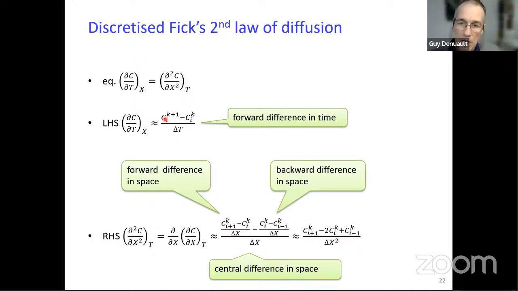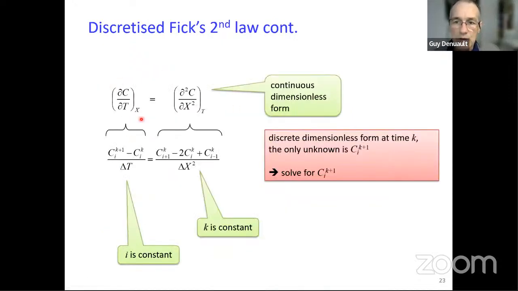And for the left-hand side, we've got this one. So put together, this is what we have in the continuous form, and this is what we have in the discrete form. The left-hand side in terms of K, because it's a time derivative, the right-hand side in terms of I, because it's a space derivative. So on the left, I is constant, on the right, K is constant. So this is our discrete representation.